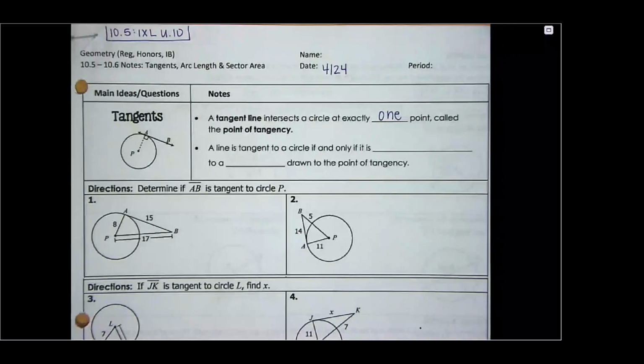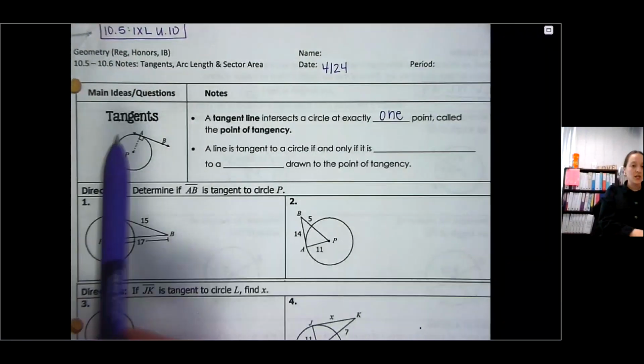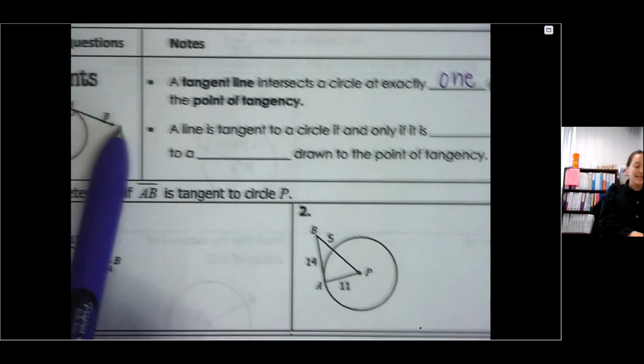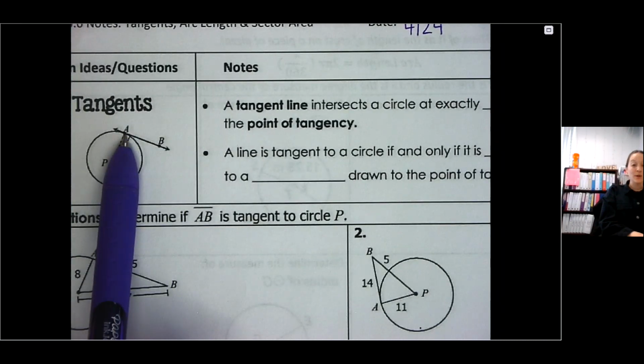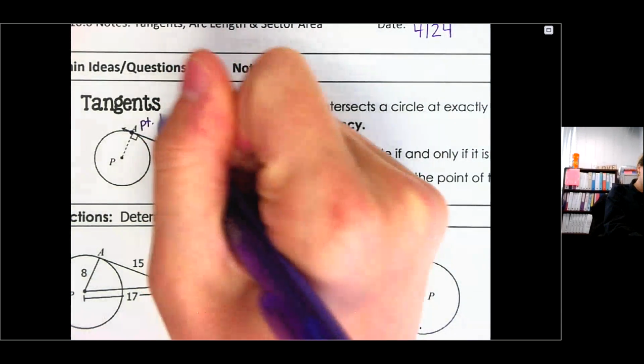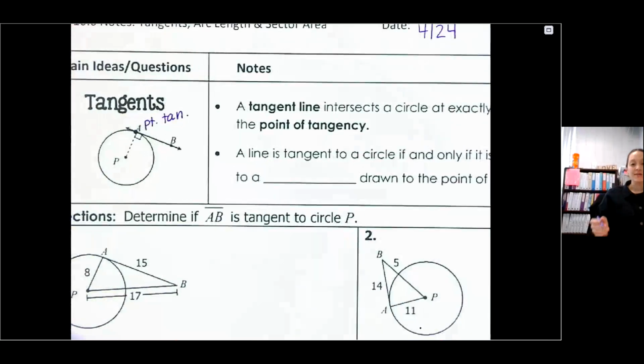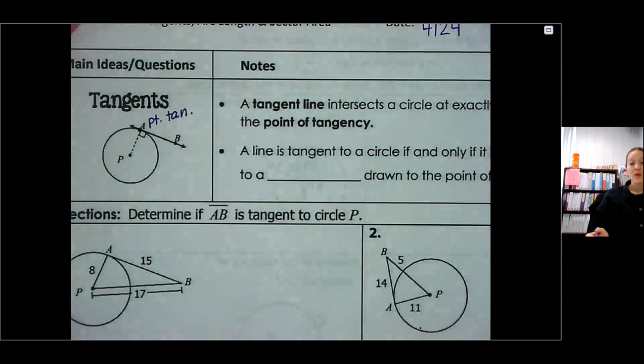A tangent line intersects a circle at exactly one point, called the point of tangency. So in this picture here, this is your tangent line. It touches the circle at just the one point, point A. That is considered your point of tangency. Okay, so that's obviously where the line touches the circle.